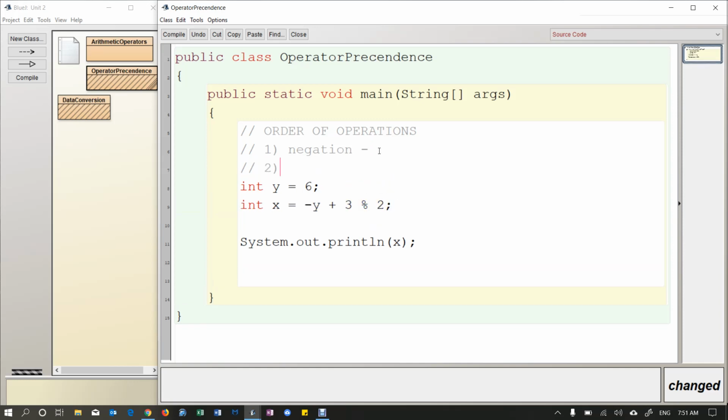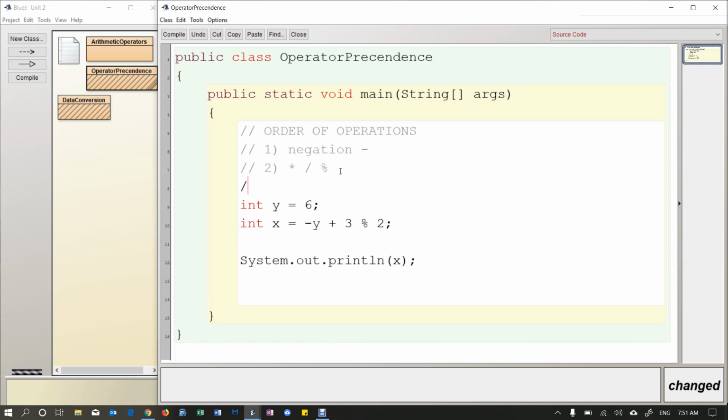Second comes multiplication, division, and modulus. So that's the next thing that happens. And all of these are a tie. It's all at the same level of precedence. So if there are multiple operators, then we just go from left to right. After that's done, then we do addition and subtraction.